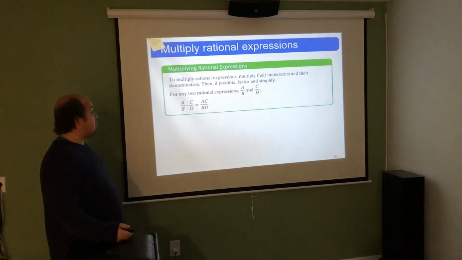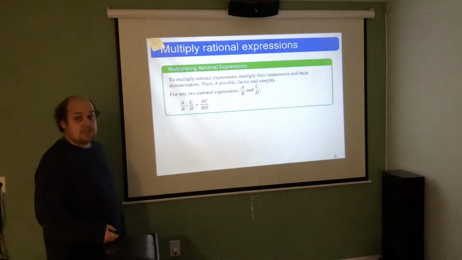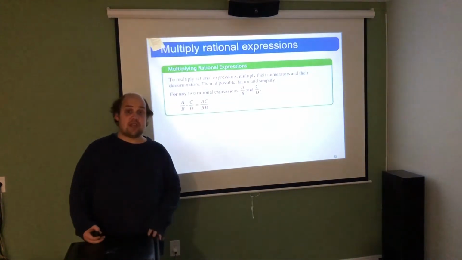We use the same procedure for rational expressions, where if we have two rational expressions, a over b and c over d, when we multiply them, the top becomes a times c, the bottom becomes b times d, and then we need to see if there's any way to reduce it.